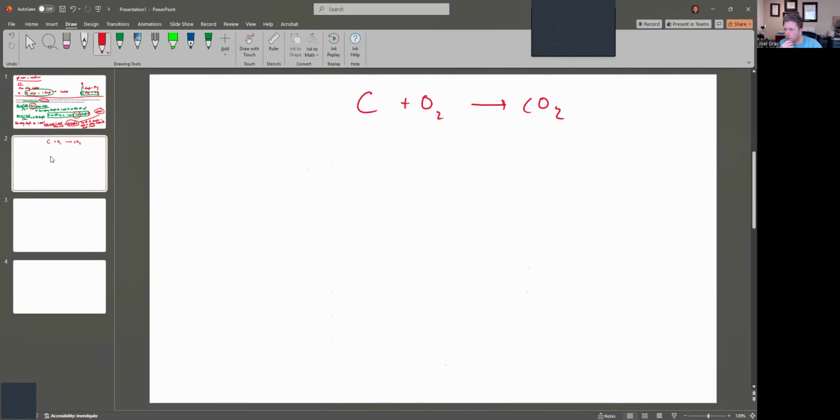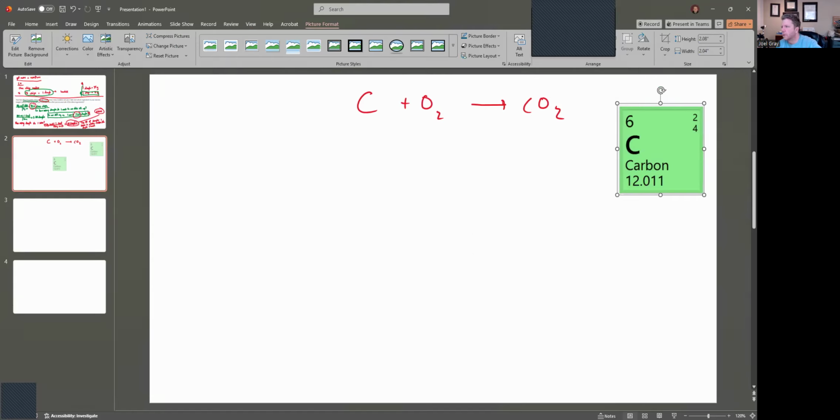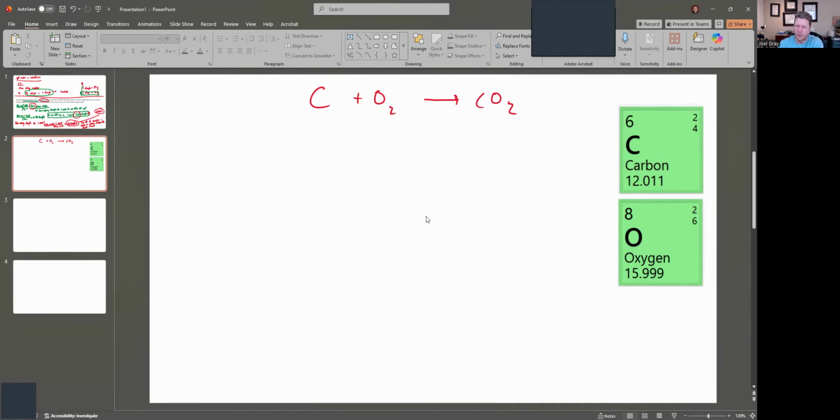Okay, good. So here's our balanced chemical reaction: C plus O2 yields CO2. For this, you're going to use the periodic table. This is our balanced chemical reaction. 1 C reacts with 1 O2 to produce 1 CO2. Another way of putting that is 1 mole of C reacts with 1 mole of O2 to produce 1 mole of CO2. Now, here are our definitions.